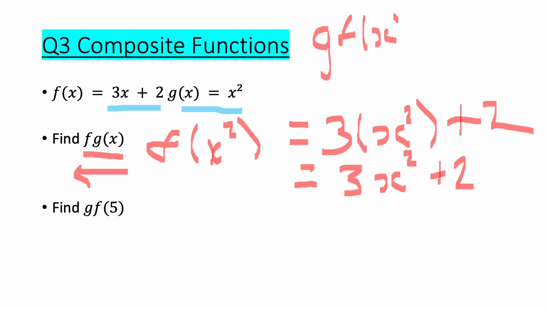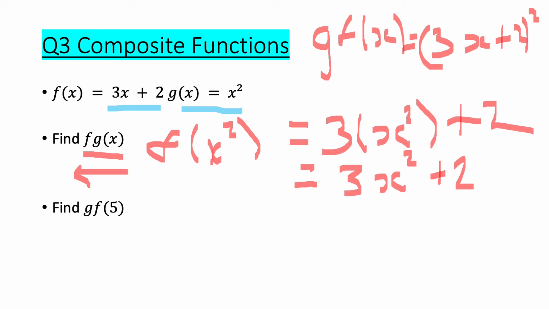So we would apply g to 3x plus 2. Okay, so it'll be 3x plus 2 all squared, because applying g to something squares the function, so it's replacing x with 3x plus 2, but obviously it's in a bracket, so it's going to be squared. Okay, right guys, so part B, g f of 5, well that's actually nice and easy.